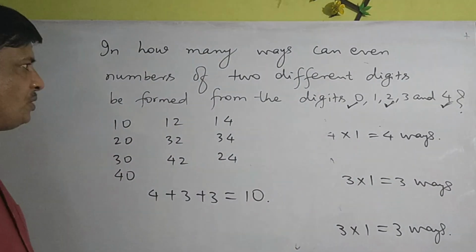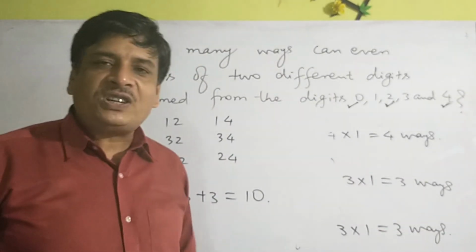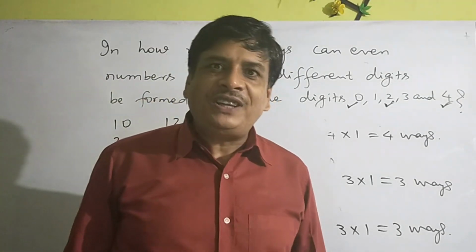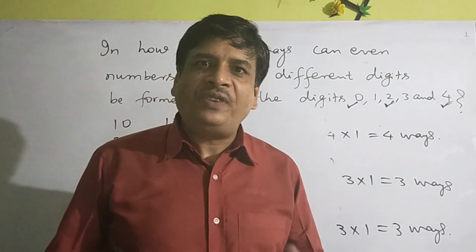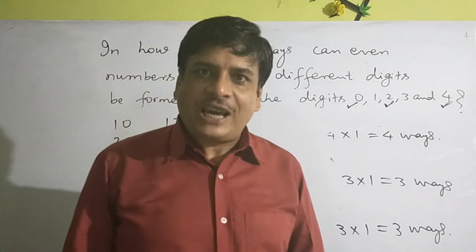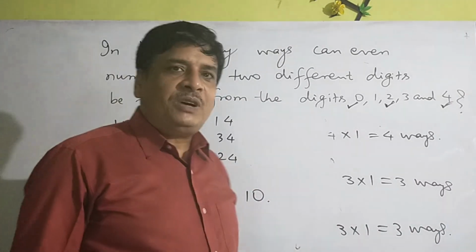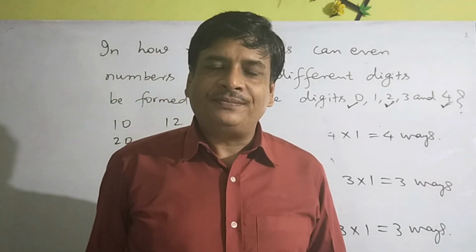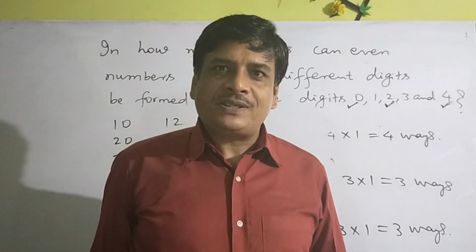So in this way we can solve such questions. First we have to focus on the condition, the place that determines the number. First we fill up that vacant place. Then we fill up the remaining vacant places. I think you all understand the questions on counting of numbers.